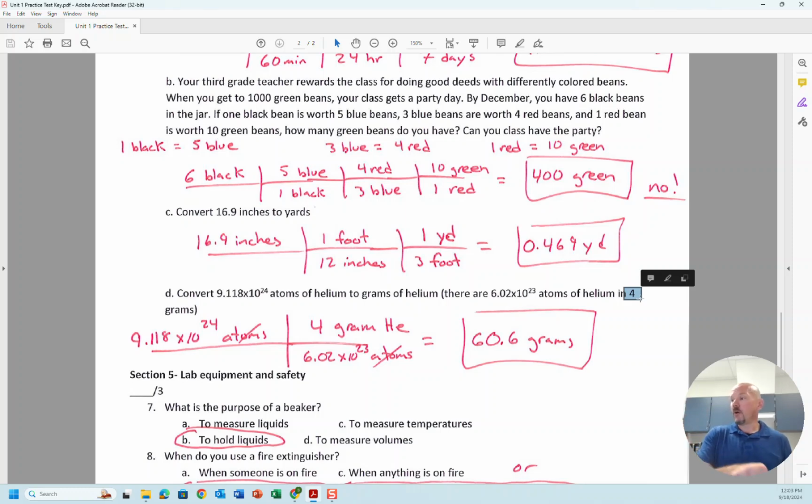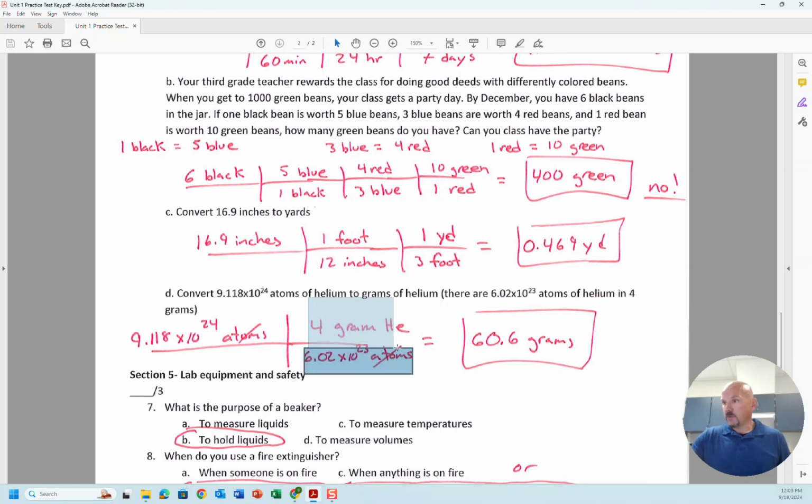So if 1 mole of helium is equal to 4 grams, and 1 mole of helium is equal to Avogadro's number of particles, that means Avogadro's number of particles of helium is equal to 4 grams of helium. So that would be an equality you could use. And so since we have atoms, we're going to put the atoms part of the equality on the bottom.